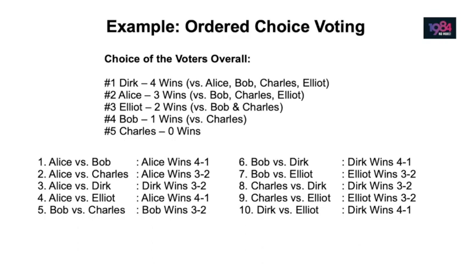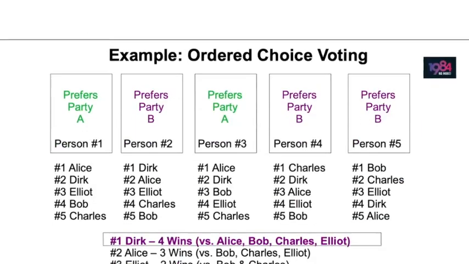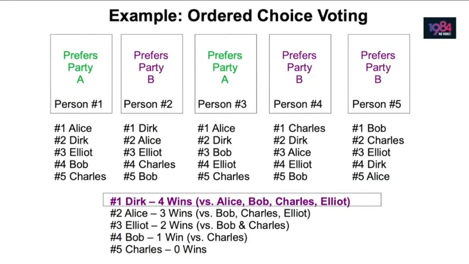Elliot is the third most popular candidate, beating both Bob and Charles in head-to-head races, despite being the first choice of no one. Bob is the fourth most popular candidate, beating only Charles. Charles comes in last place, being beaten by everyone else. So, it should be clear here that Dirk is the clear winner despite not winning the most first-place votes. In a head-to-head race with every other candidate, he wins. This is the result we want.